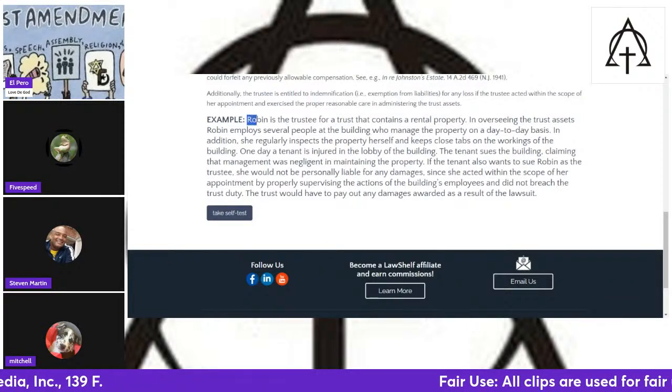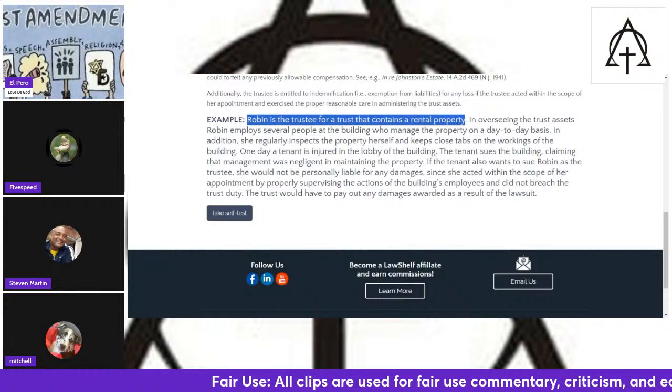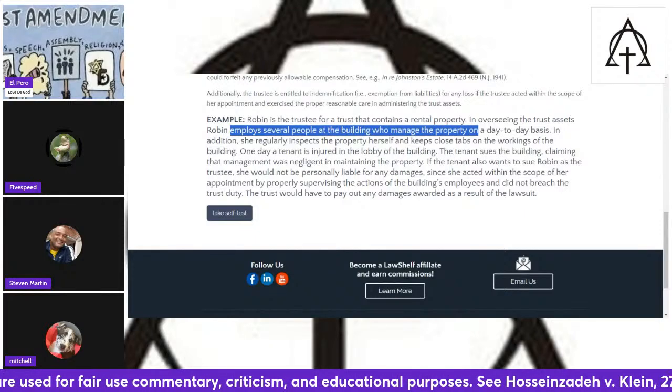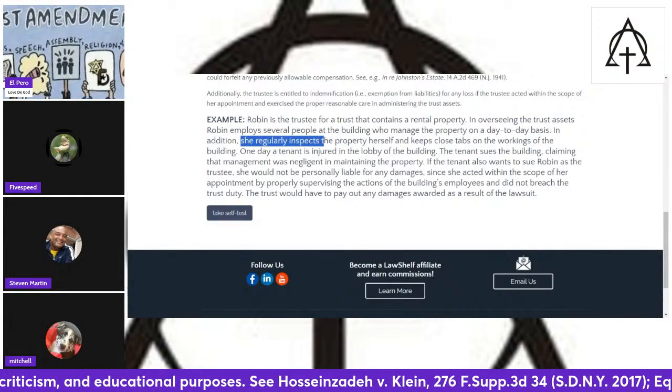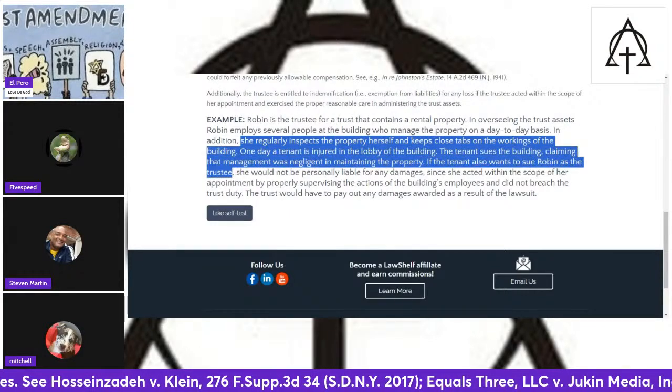Example, Robin is the trustee for a trust that contains a rental property. In overseeing the trust assets, Robin employs several people at the building who manage the property on a day-to-day basis. In addition, she regularly inspects the property herself and keeps close tabs on the workings of the building.